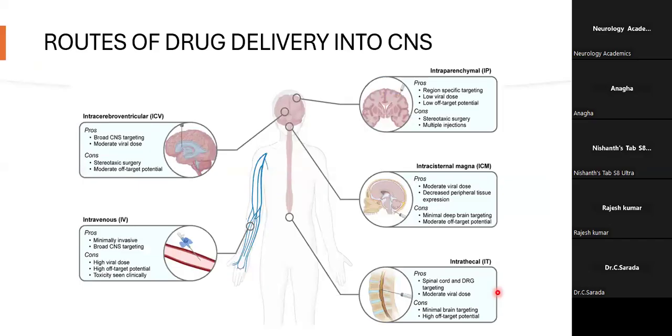Coming to routes of drug delivery into the CNS, there are several routes. As we have seen before, most of these do not cross the blood-brain barrier and direct injection to the CNS or peripheral nervous system will be required. So the methods of injection include intracerebroventricular, intraparenchymal, intracisterna magna, and intrathecal. And there are also intravenous routes of administration.